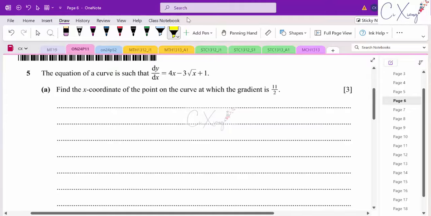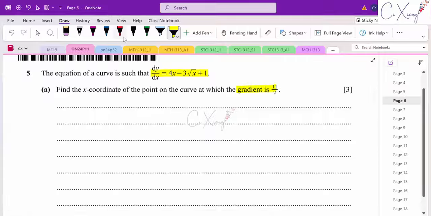So question number 5, there's an equation of the curve, and given that you have dy dx equals to this whole expression here, find the x coordinate of the point on the curve at which the gradient is 11 over 2. So highlight the keyword gradient. When you're talking about the gradient of a curve, basically it means dy dx, and you are having dy dx equals to 11 over 2. So when dy dx equals to 11 over 2, what is the x coordinate for that particular point? So we'll solve it from here first.